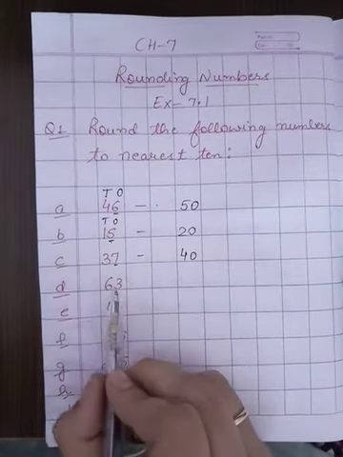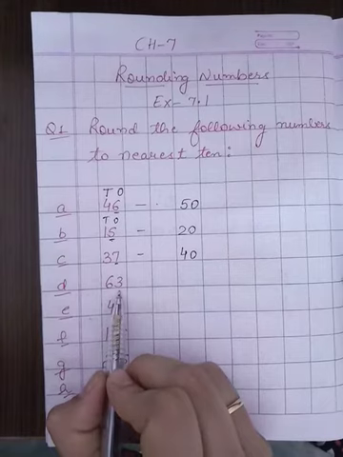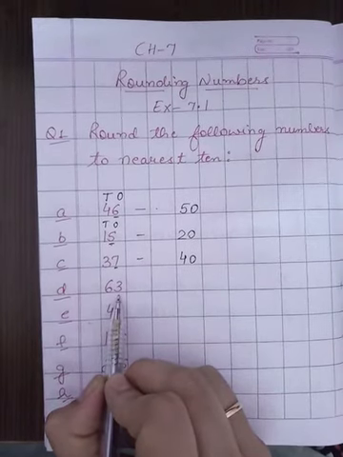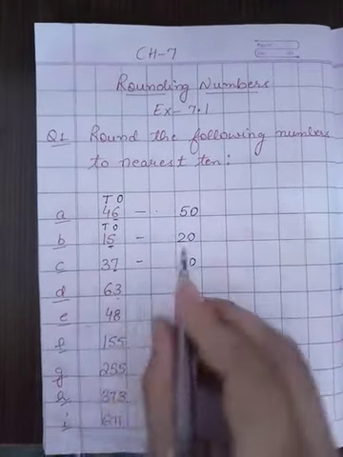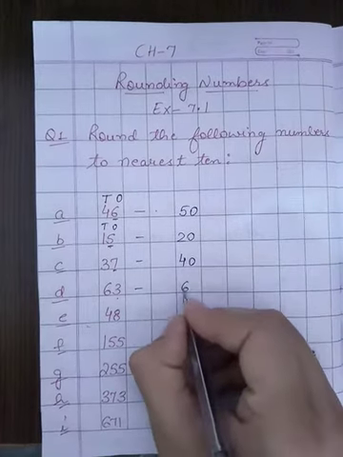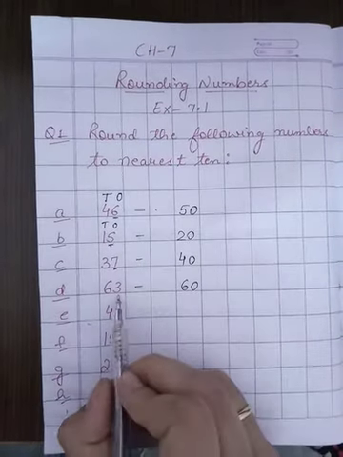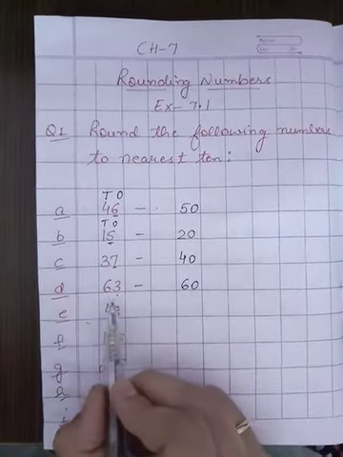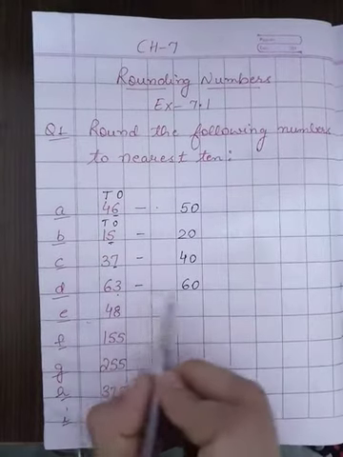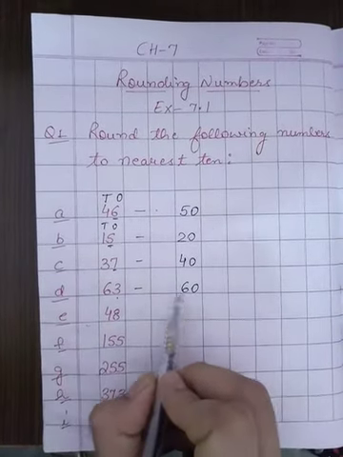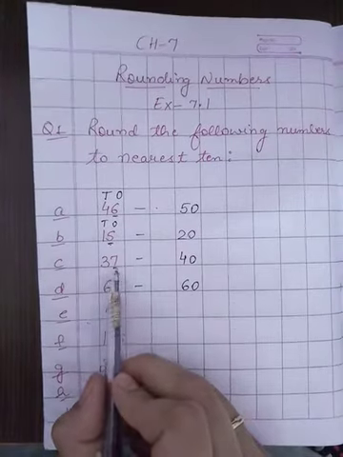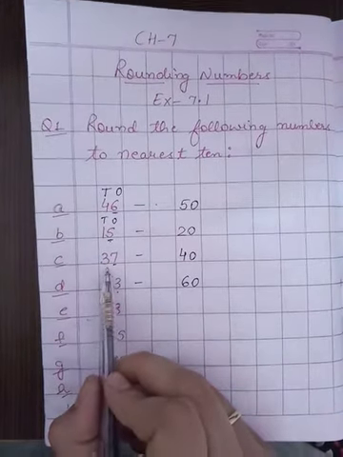Now look at this question. Here the last digit is 3. 3 is less than 4. It means no need to add 1. So your answer will be directly 60. You simply replace the 3 with 0. So rounding means 60 is nearest to 63. And if you look at your counting, 40 is nearest to 37.